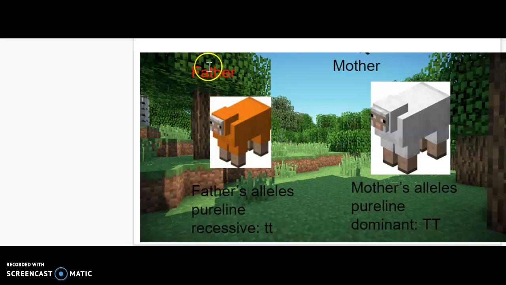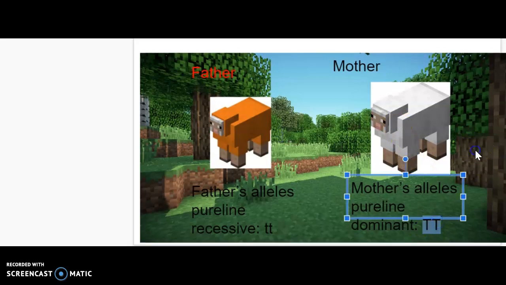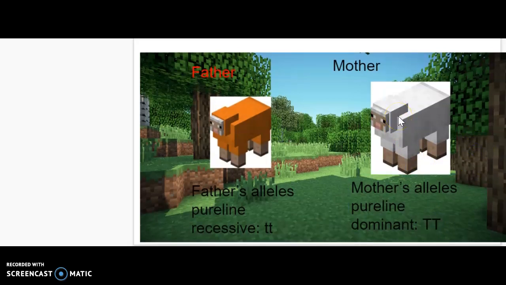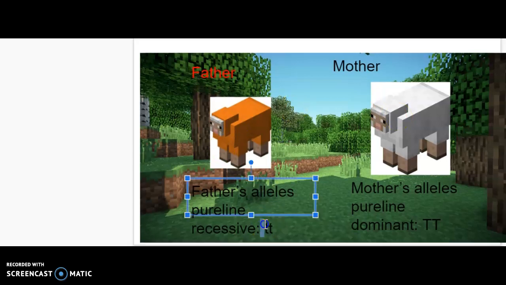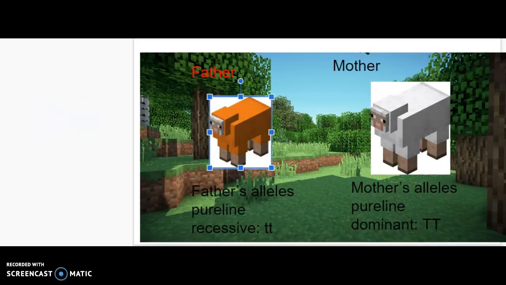So what we're going to say is the father of this cross we're going to do has a pure line recessive trait, so he has little t, little t, so he's orange. The mother is pure line dominant, so she has big T, big T. That means I am annotating the wool color with these letters. So big T is pure line dominant for white, and little t is pure line recessive for orange.